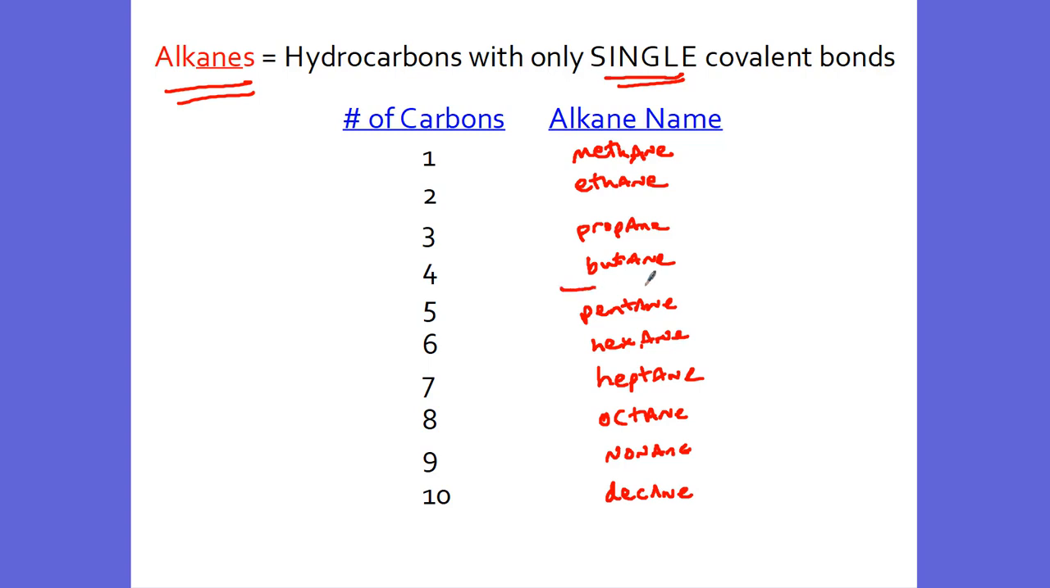So from five carbons on, these are normal prefixes on top of the A-N-E. If you want to know the first four, methane, ethane, propane, butane, I always think about "Me eat peanut butter." I love peanut butter. That's a little mnemonic device to understand methane, ethane, propane, butane. And that is all when we have single bonds.